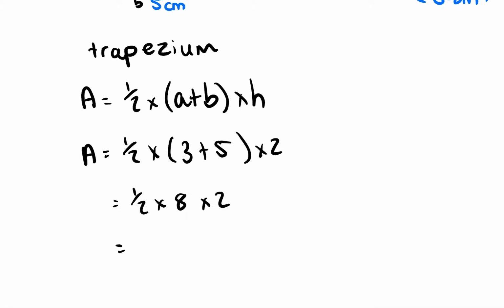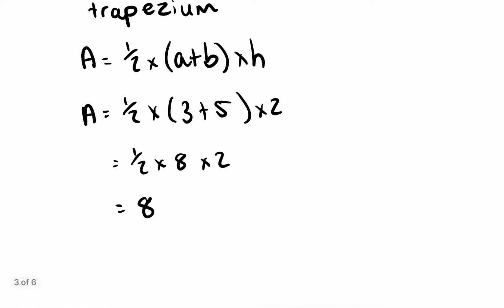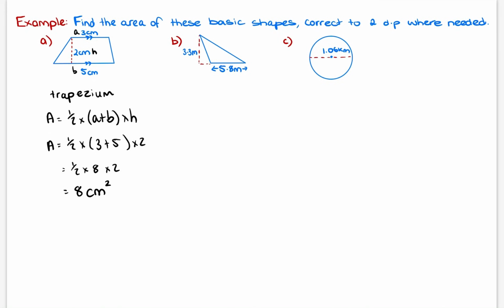Okay, half of 8 is 4. 4 times 2 gives me 8. Then I'm going to be using centimetres, and then squared because we're working with area. And that is the straightforward way of finding the area of a trapezium.